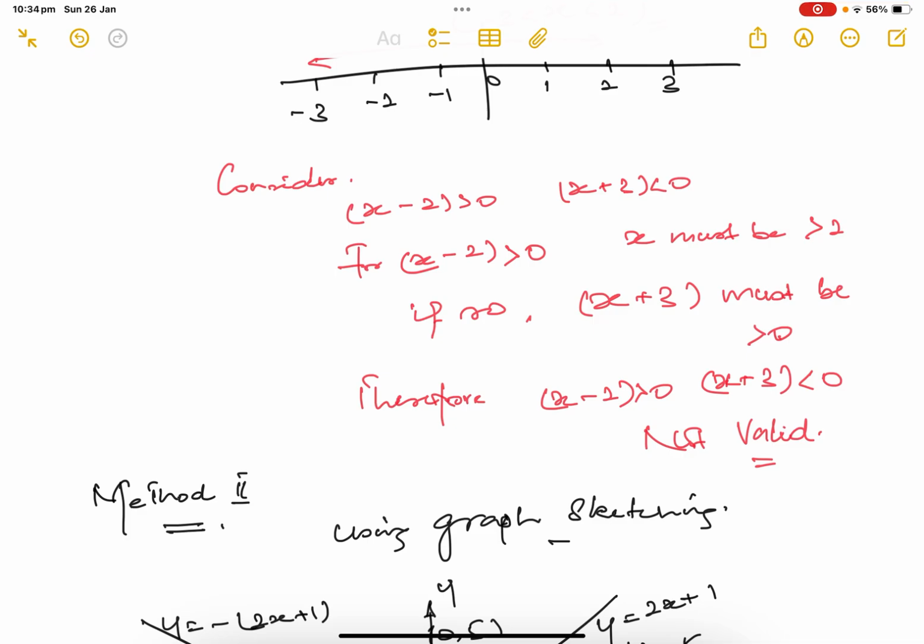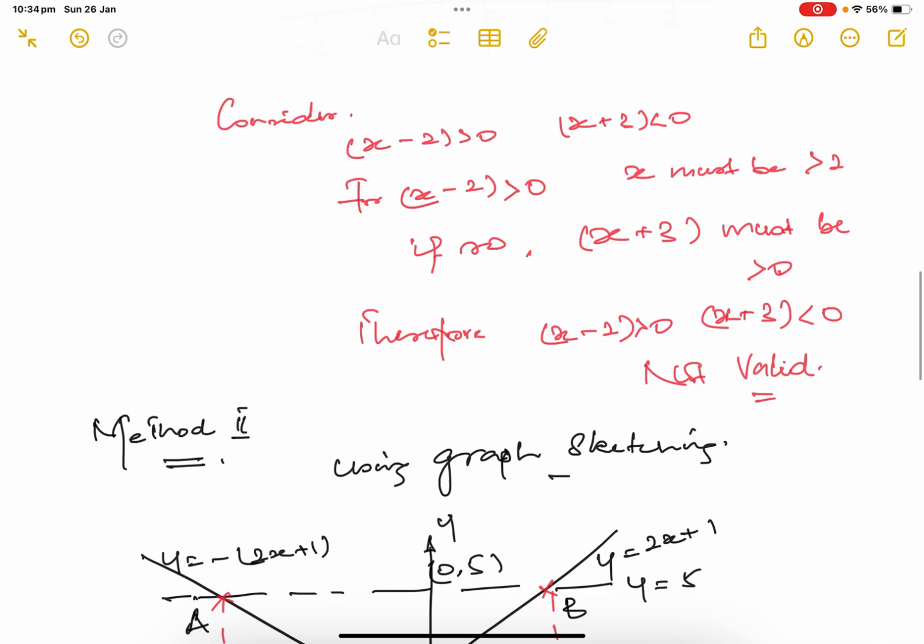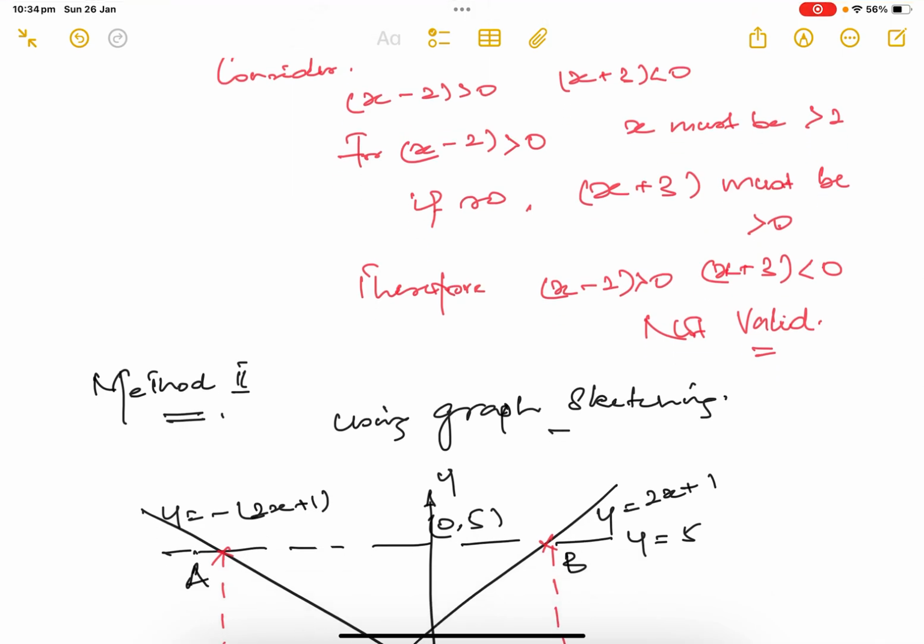For x minus 2 greater than 0, x must be greater than 2. Otherwise, it won't be greater than 0. So if that's x greater than 0, x plus 3 must be greater than 0. Therefore, both greater than 0 is not the right approach, so not valid. So x minus 2 greater than 0, x plus 3 less than 0 is not valid. So I just ignore it.